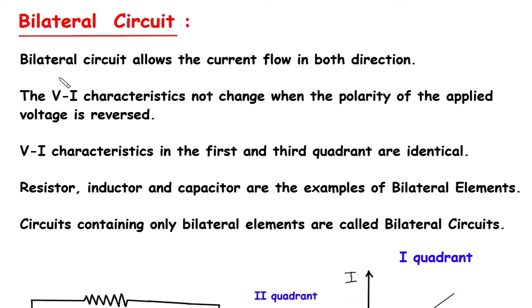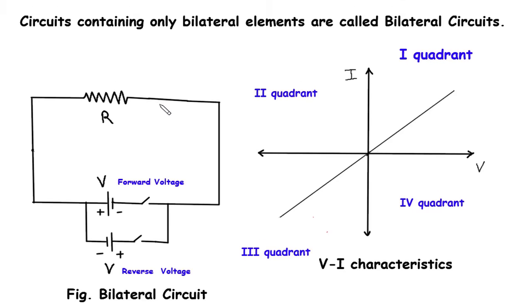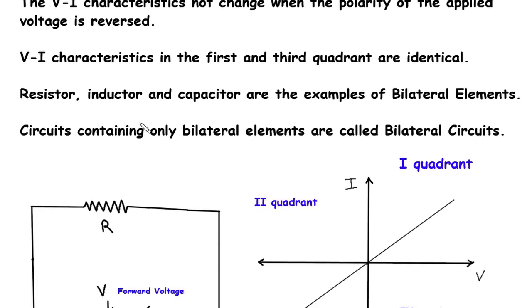Bilateral circuit. Bilateral circuit allows the current flow in both directions. Here we can see this is a bilateral circuit. It allows the current flow in both directions. The VI characteristics do not change when the polarity of the applied voltage is reversed.